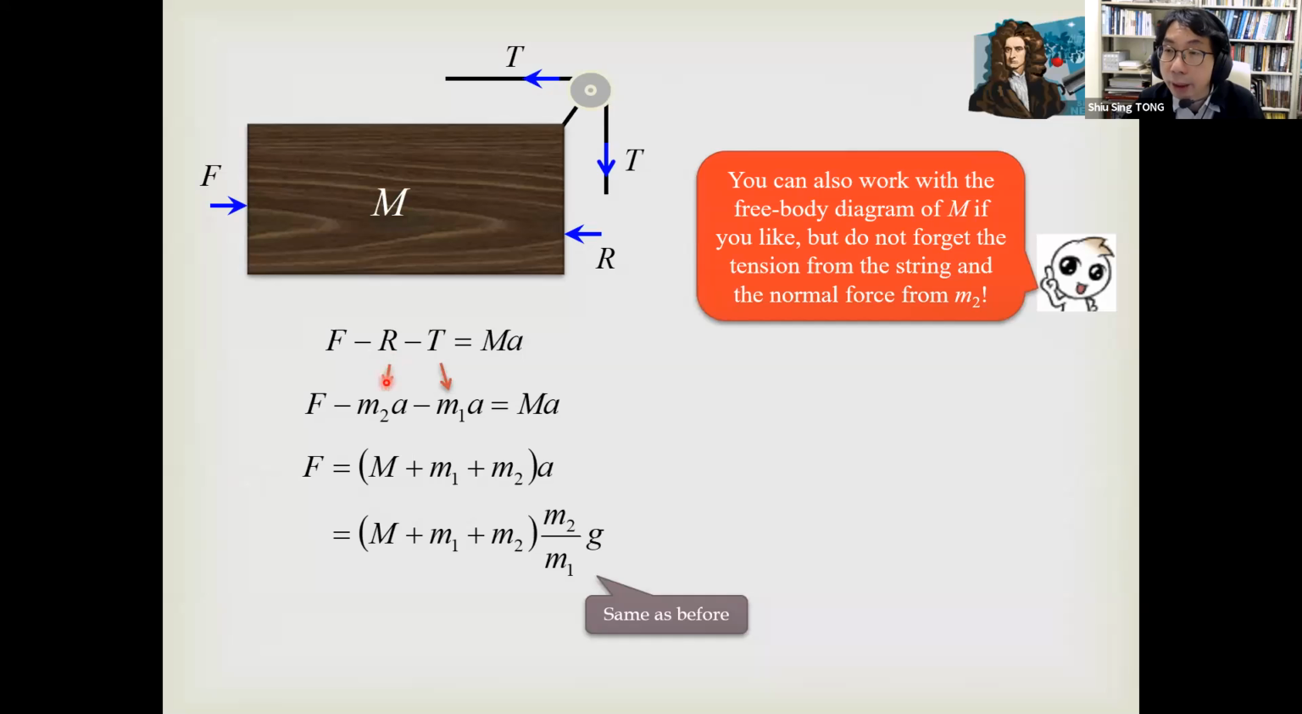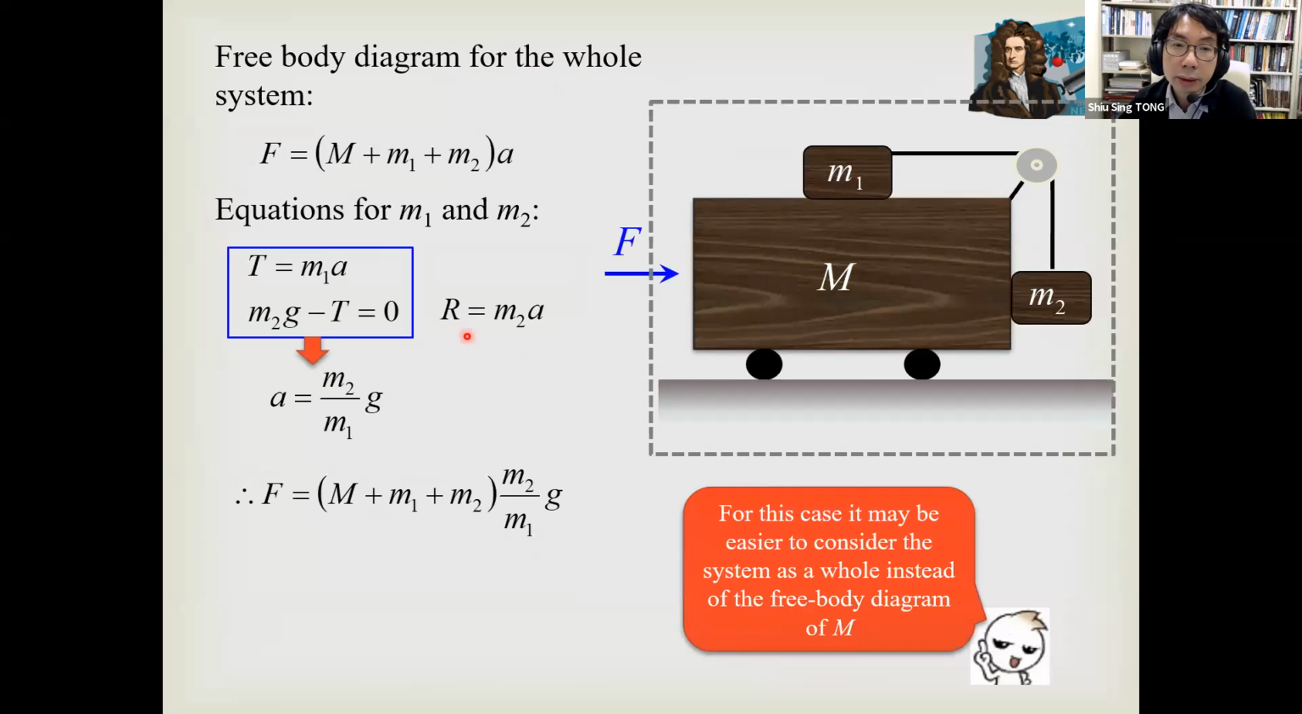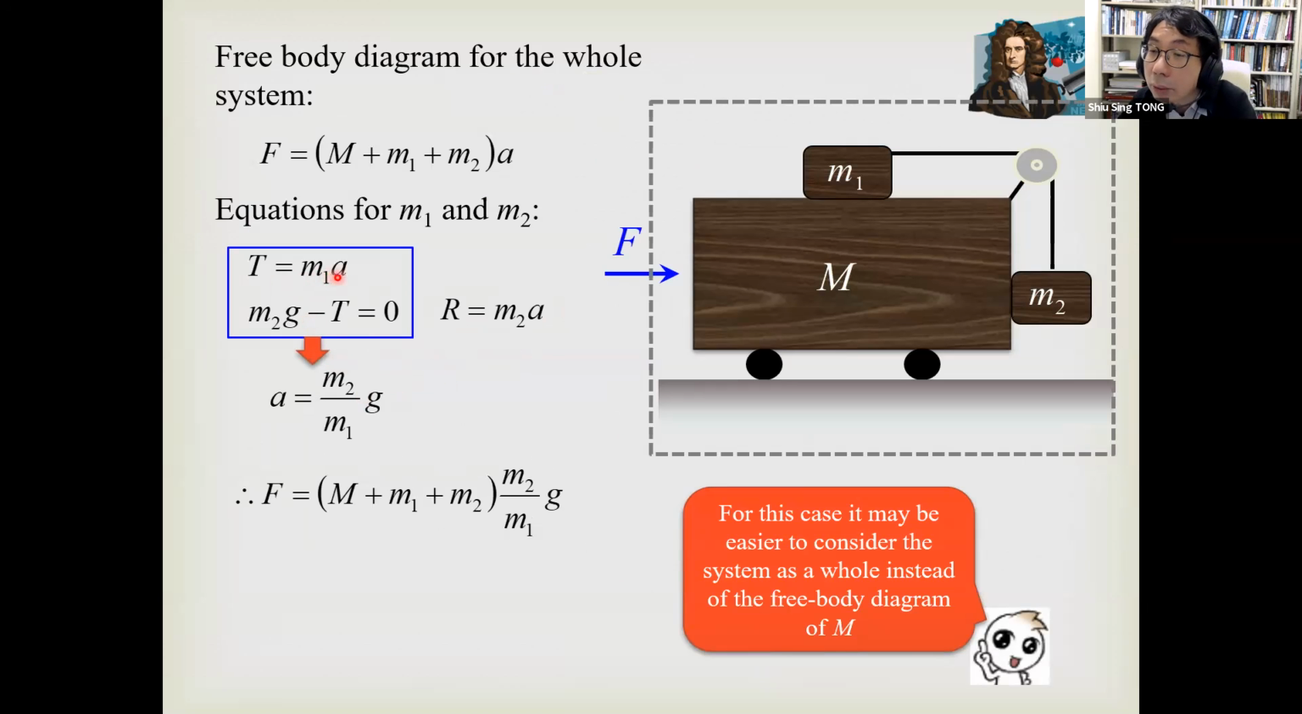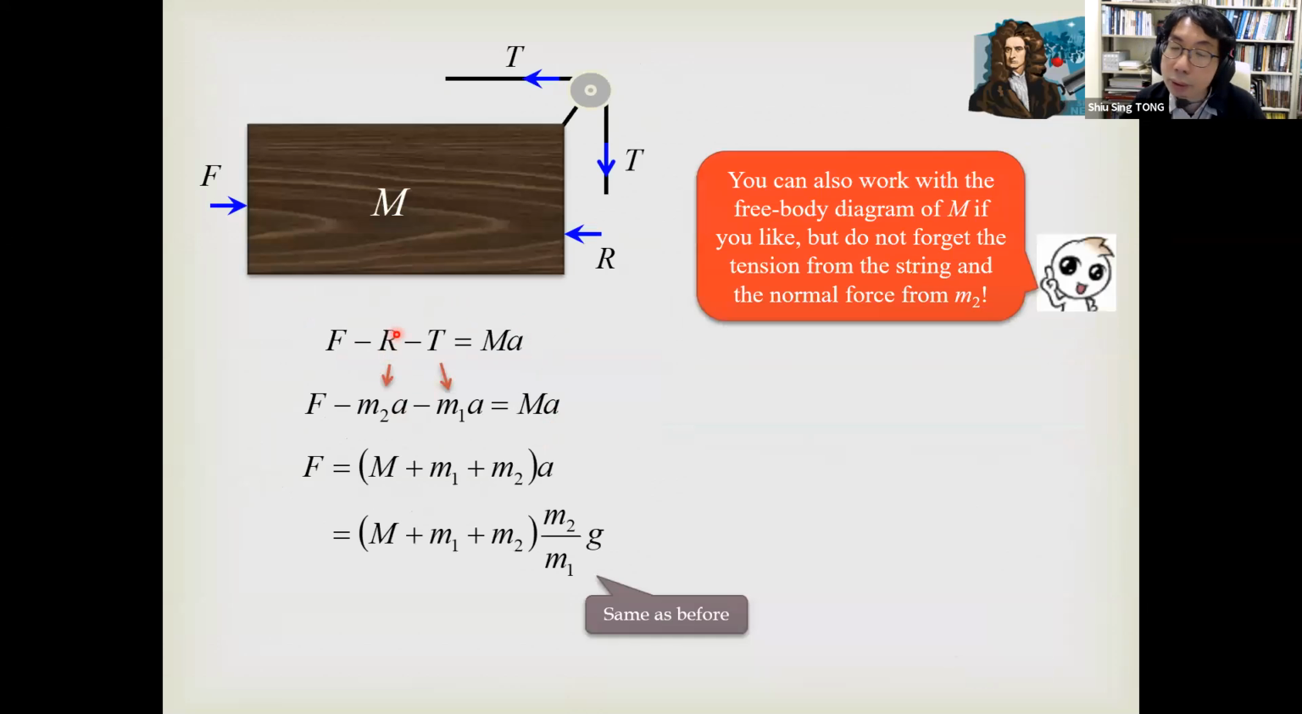But I know from my previous study that R, this reaction force, is equal to the force that pushes the M2 forward, and that is equal to M2A, right? And I also know that the tension force here is given by M1A, right? So I have T equal to M1A and R equal to M2A. So I just put them back here, and then, of course, I move it to the right-hand side, and I collect a factor of A, and I find that A is in fact given.